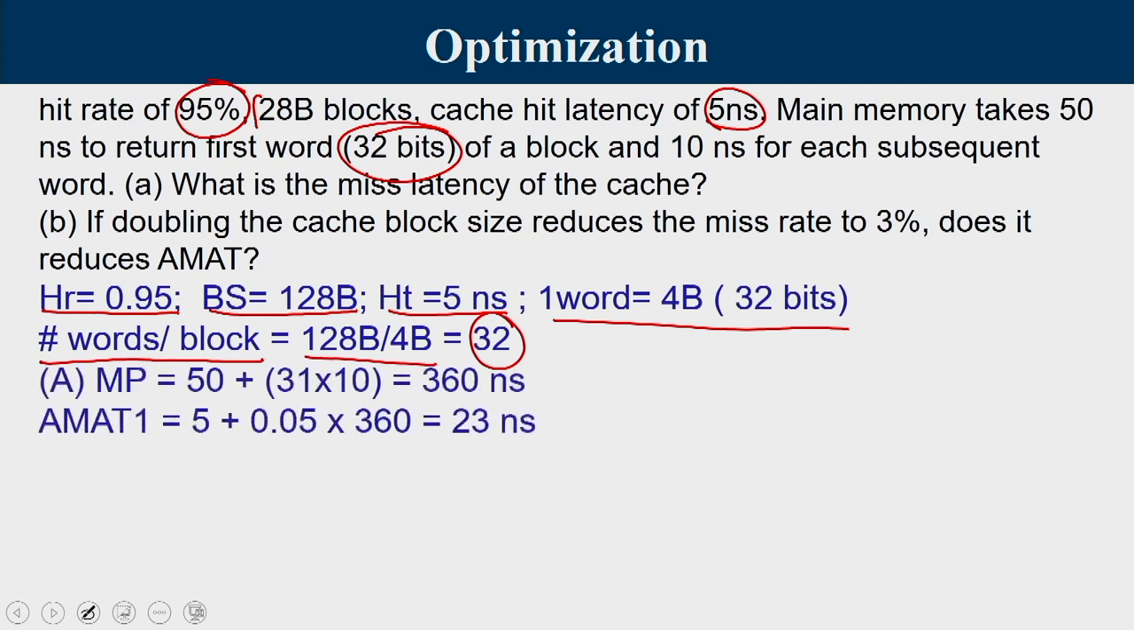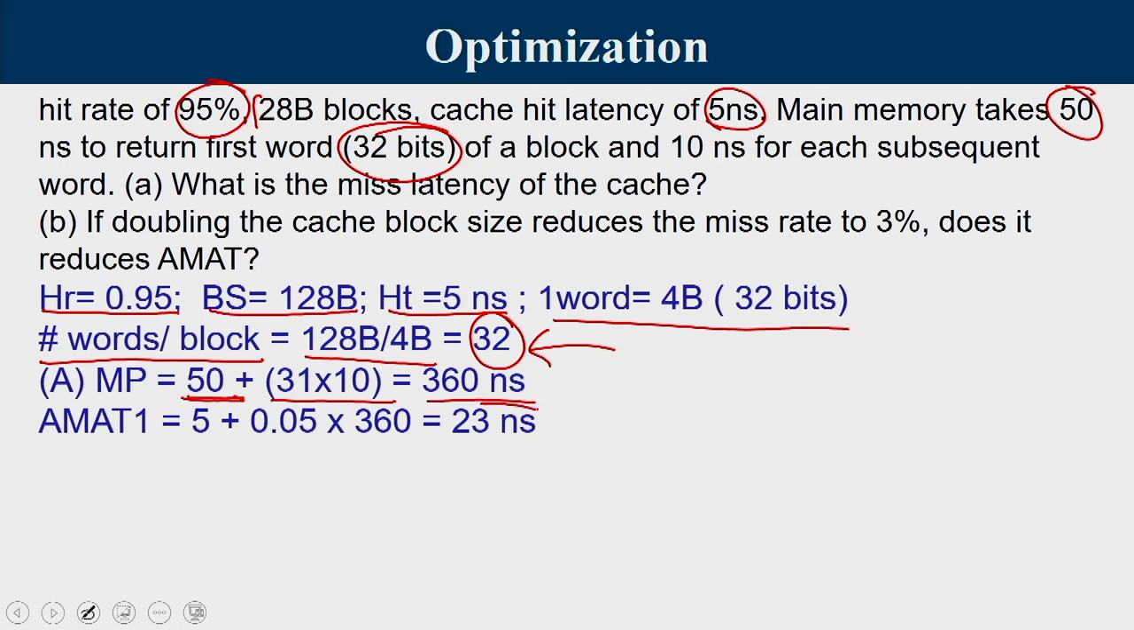Now, the miss penalty has been defined as, for the first word, it takes a lot of time because you have to index into the memory. So, it takes 50 nanosecond to return the first word. We know that there are a total of 32 words, out of which the first word can be brought only in 50 nanosecond. Remaining 31 words will take 10 nanosecond each. So, that is going to take a total of 360 nanosecond.